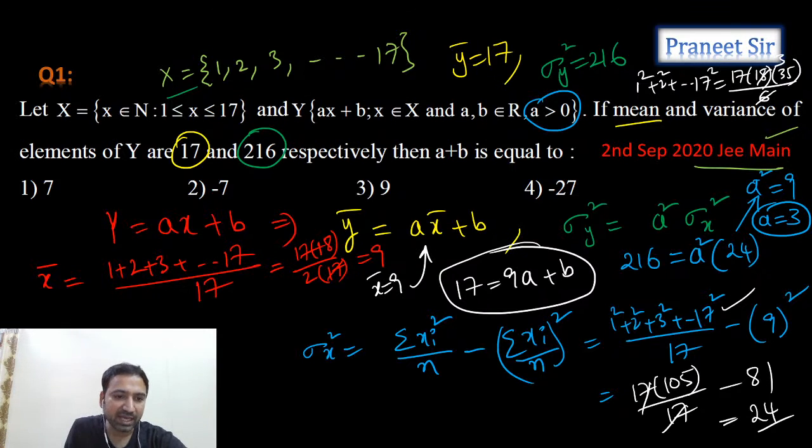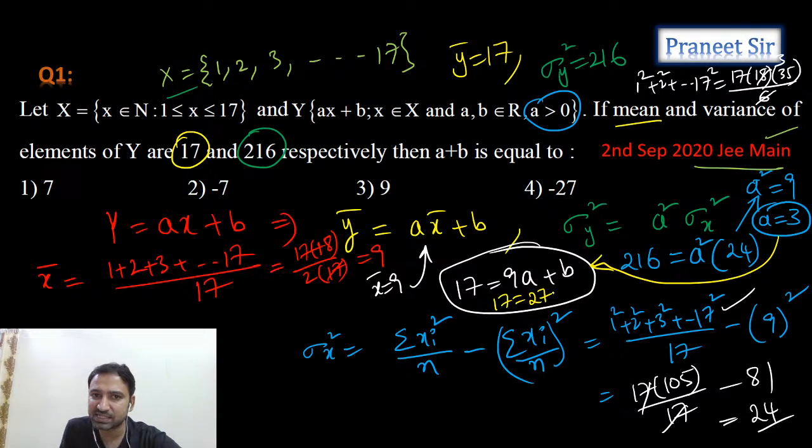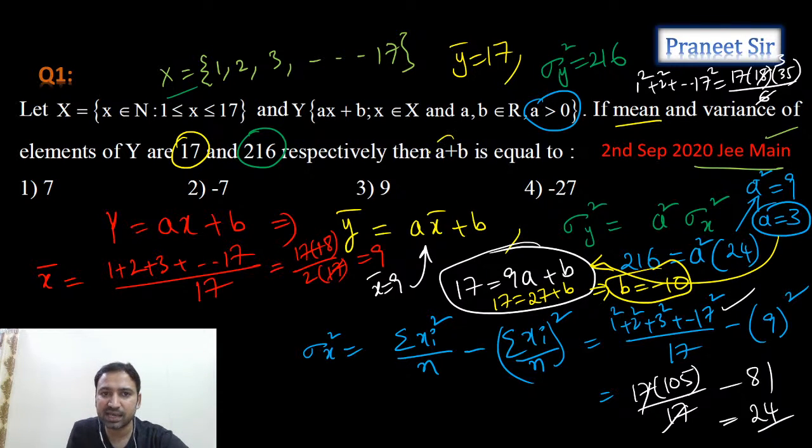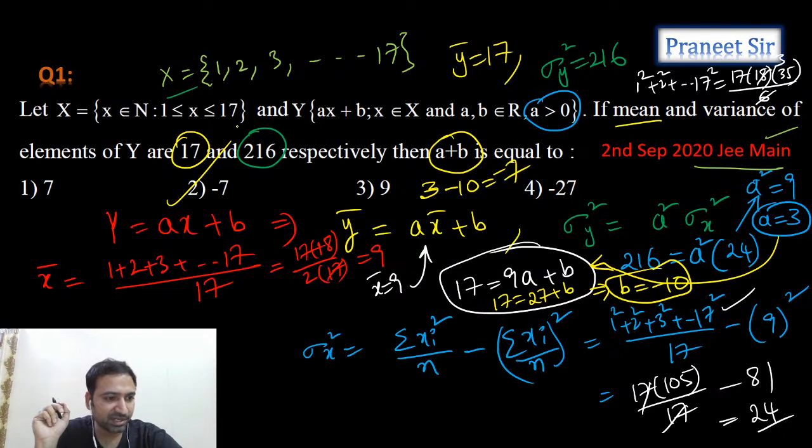Once we got the a value, can we substitute this a value here? If you substitute a is equal to 3, 17 is equal to 27 plus b. So from this, what b value are we getting? B value is minus 10. Okay. We calculated the a value and the b value. Now what he's asking is a plus b. A plus b is what, guys? 3 minus 10, which is equal to minus 7. So minus 7 is the answer. The second option is the answer.